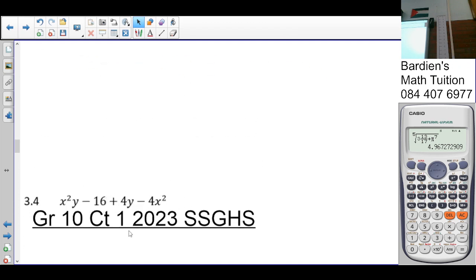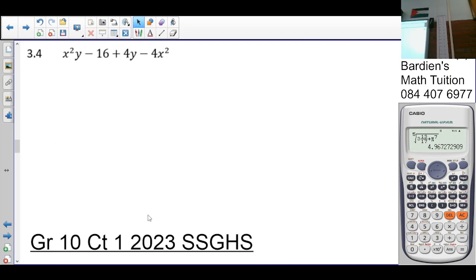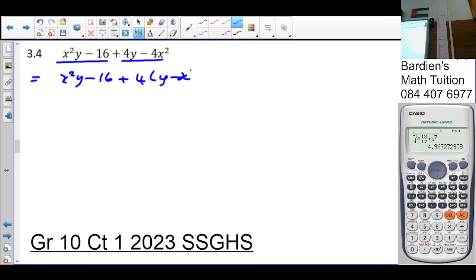No? Alright, let's look at the next one. 4 terms. 4 terms will result in factorization by grouping. Okay, let's just work it as easier. If we look at this here, there's nothing common there. However, we have 4 that's common here, which is y minus x squared. But there's nothing I can do thereafter, not so? So what do I have to do? Rearrange. Okay, so let's put all the negatives together. So it's going to be x squared y plus 4y minus 16 minus 4x squared.